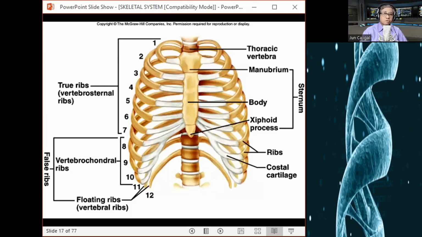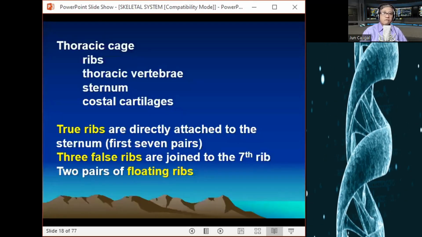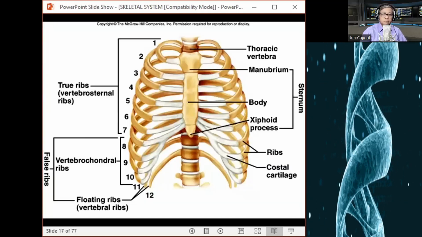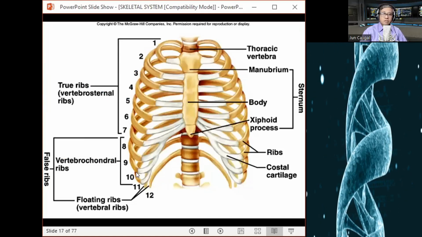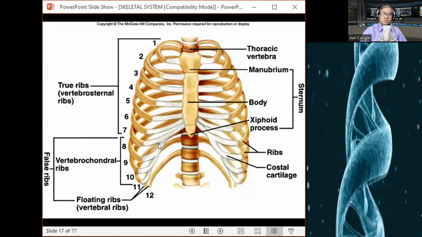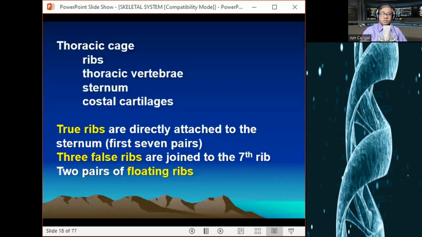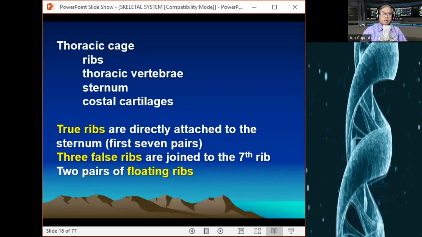Then we have the vertebrochondral ribs or the false ribs. There are 3 false ribs that are joined to the 7th rib. Again, if you will notice, pairs number 8, 9, and 10 are directly attached to the 7th pair. So we call those the false ribs. The false ribs are joined to the 7th pair.